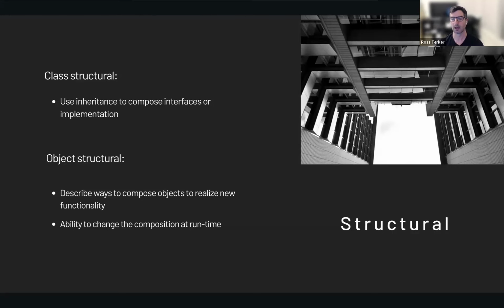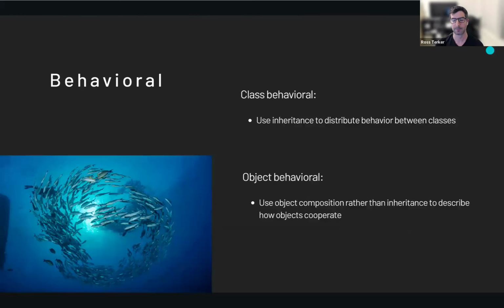On the other hand, object design patterns deal with object interactions and compositions. They focus on how objects interact and how they can be composed to form more complex structures. These patterns use composition rather than inheritance, allowing for relationships between objects which can change at runtime. So let's dive into a few quick examples.